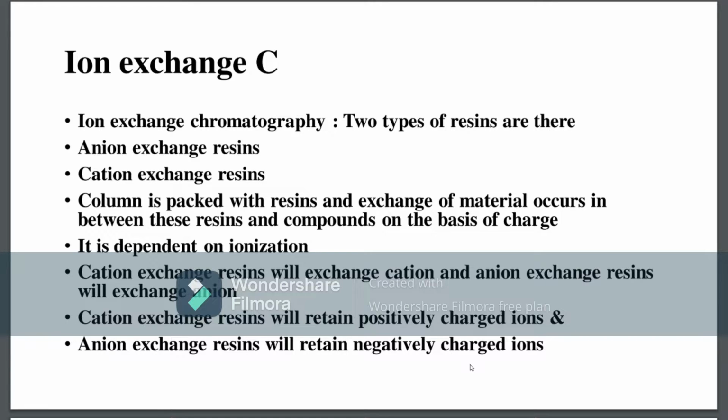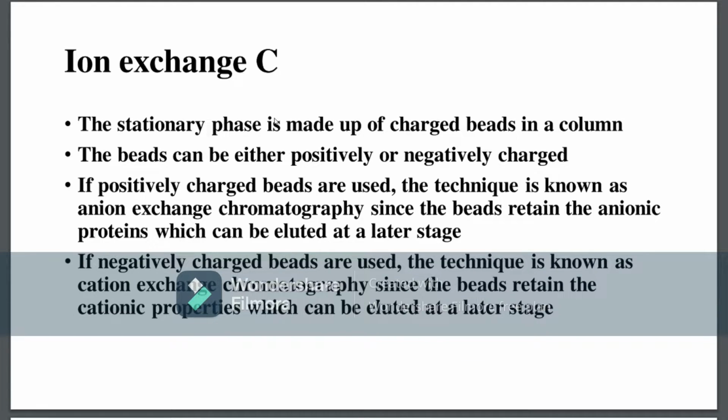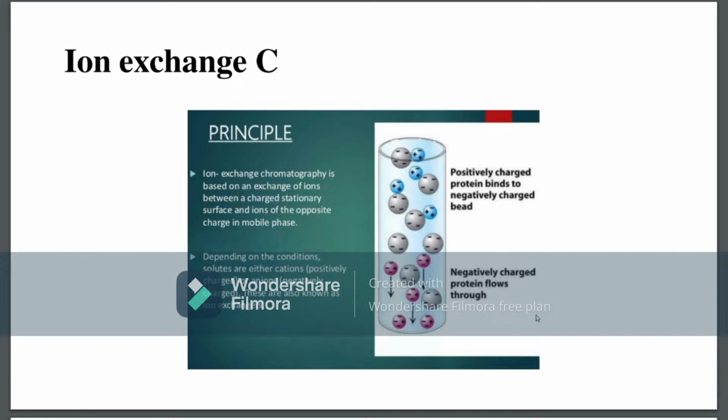I'll tell you how. The stationary phase is made up of charged beads in a column. The beads can be either positively or negatively charged. If positively charged beads are used, the technique is known as anion exchange chromatography, since the beads retain the anionic proteins, which can be eluted at a later stage. If negatively charged beads are used, the technique is known as cation exchange chromatography, since the beads retain the cationic proteins, which can be eluted at a later stage.